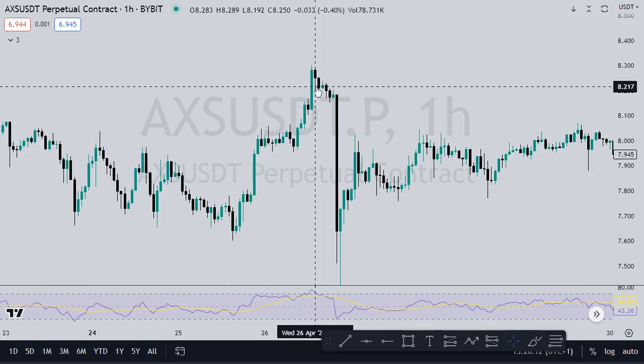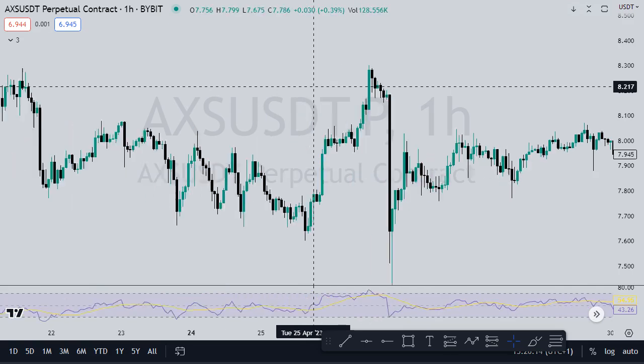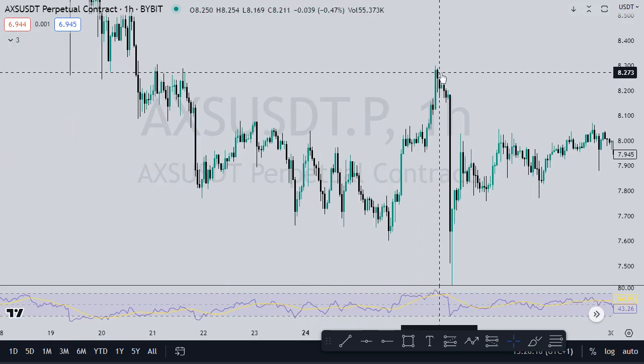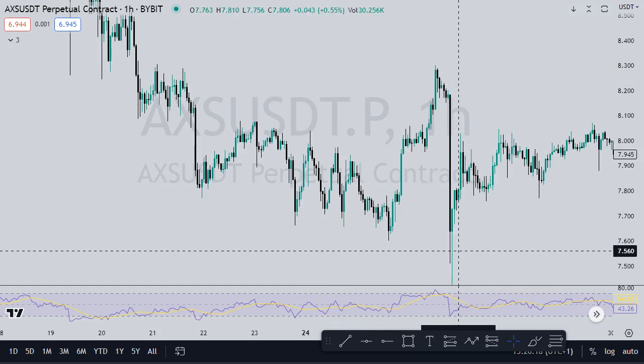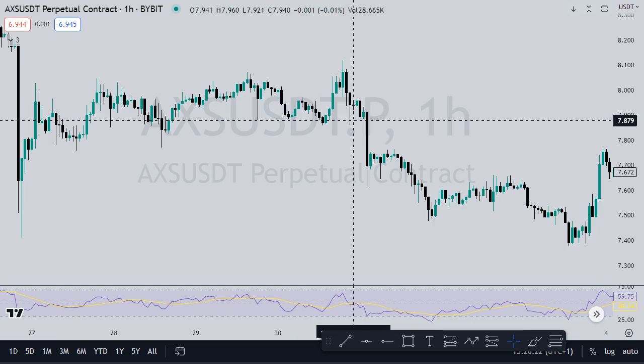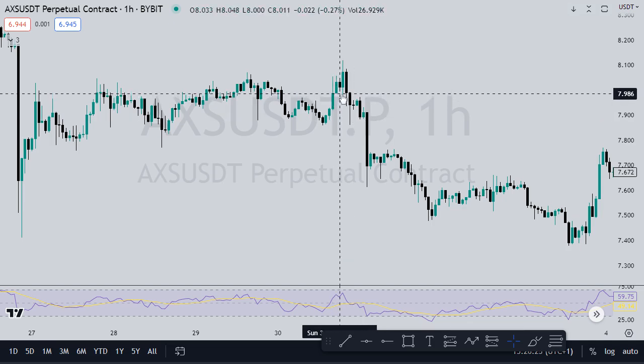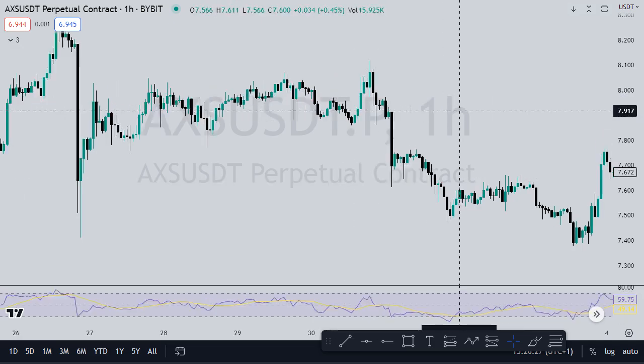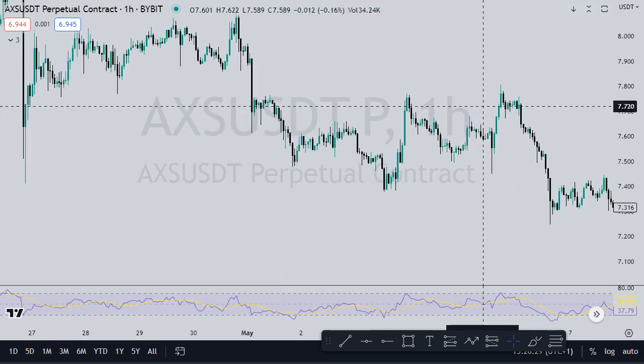The Harami pattern also acted as a resistance in this area of supply. Price continued to push down here. Look at another Harami pattern right here. Price started to continue to push down here.